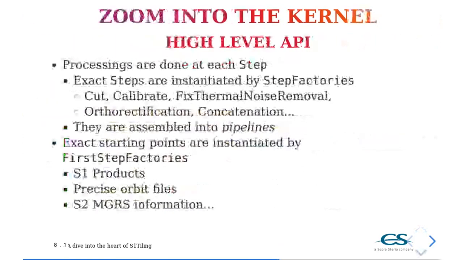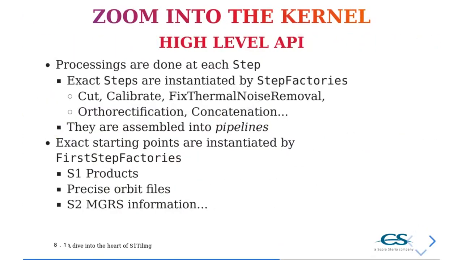Now, the question is, how do we express that? So first we have steps. A step is a processing. A processing is the ortho-rectification, the calibration, the cut of the border, and so on. They're organized in steps, and those steps are instantiated through step factories. Then they are sequenced and put in a pipeline.